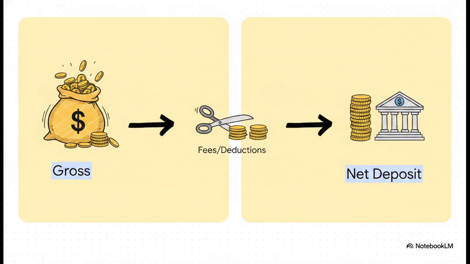Why? Because platform and processing fees are expenses. They are not reductions in revenue. If you only record the net deposit, you're understating your revenue and completely hiding your expenses. That totally ruins your ability to calculate accurate profit margins. Fees always have to be categorized separately into expense accounts.